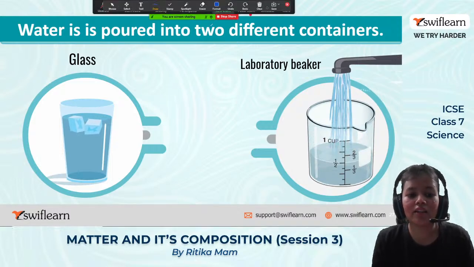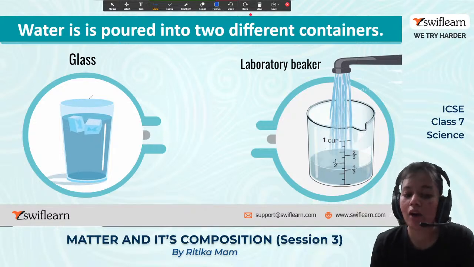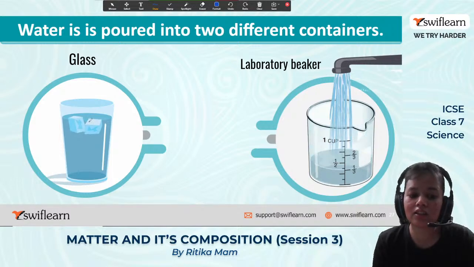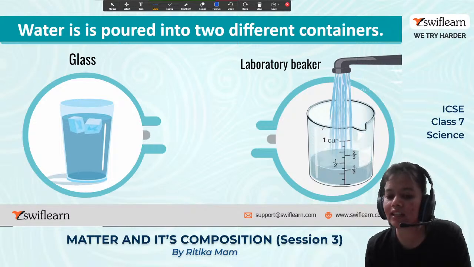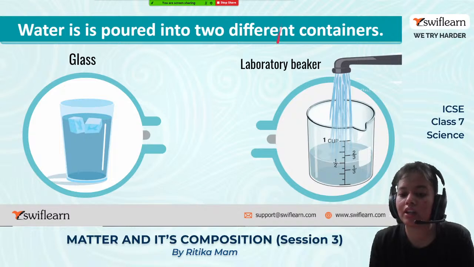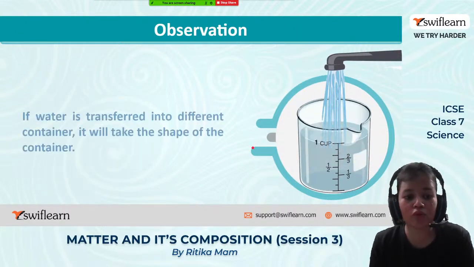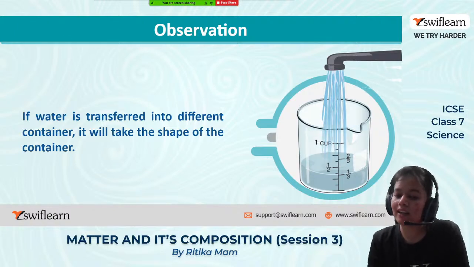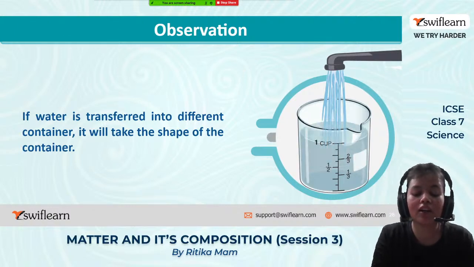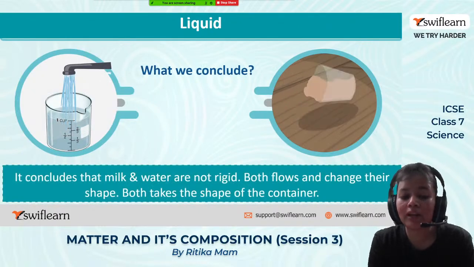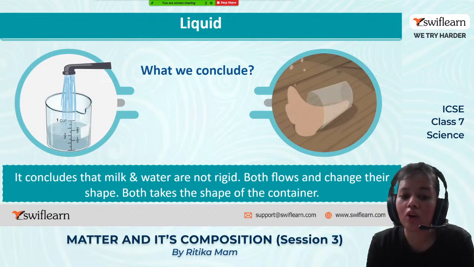You can see it here. Here also we have water, and here also we do have water. But in the first condition, the water has taken the shape of a glass, and in the second condition, the water has taken the shape of a laboratory beaker. What does it prove? It proves that if we transfer liquid into different containers, it takes the shape of the container. Okay, which means milk, water, liquids, they are not rigid.